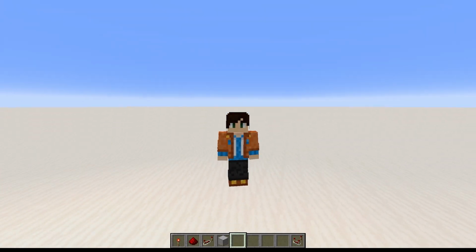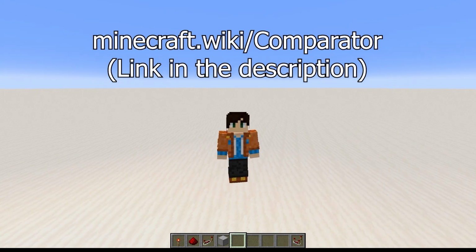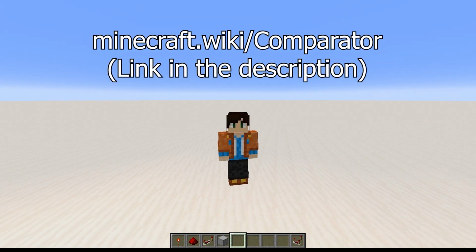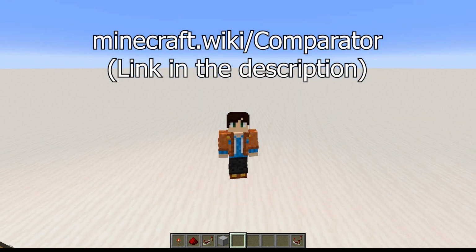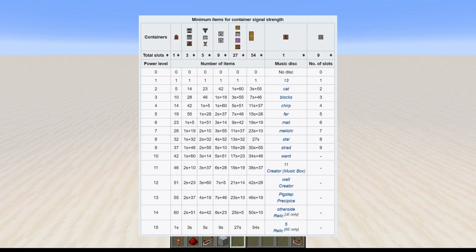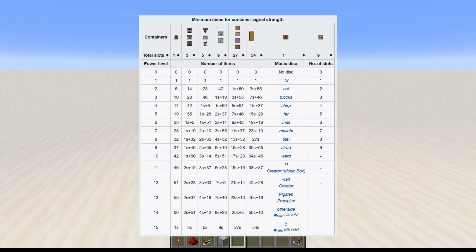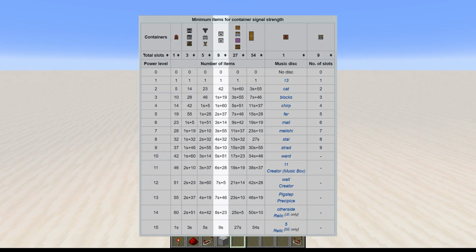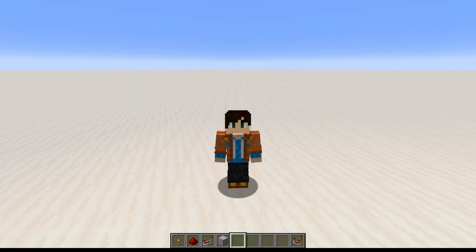You don't need to have them memorized. I certainly don't. Just look up the container you want to use on minecraft.wiki/comparator to find out what fullness amounts correspond to what comparator output levels. It's all based on the number of item slots in the container, by the way. So if a dispenser and a dropper, which both have 9 slots, have filled up the same amount, they will each output the same comparator value.